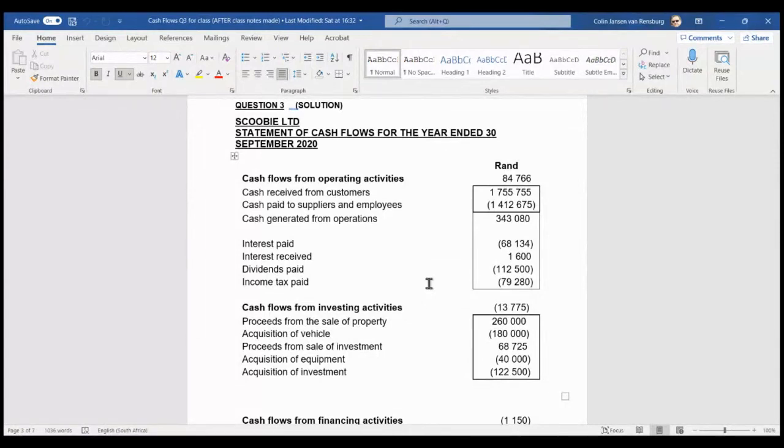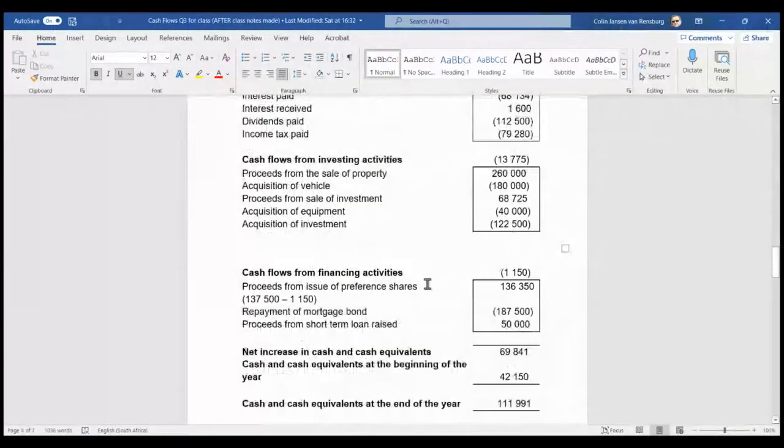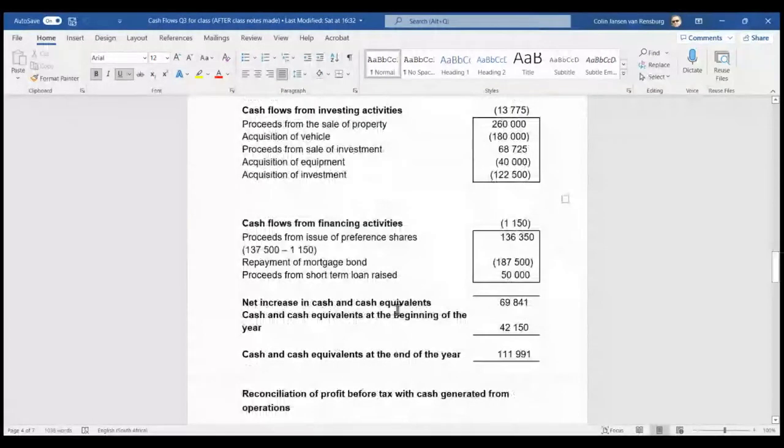So what is left for us today is to do the investing activities section, then to do the financing activities section, and then that final reconciliation at the end. So that will then conclude question 3, and then we are going to start with question 4.